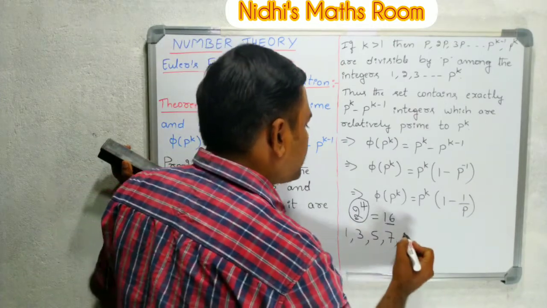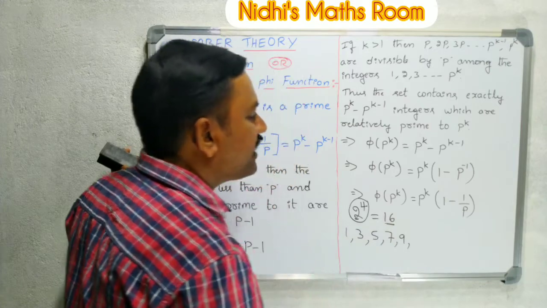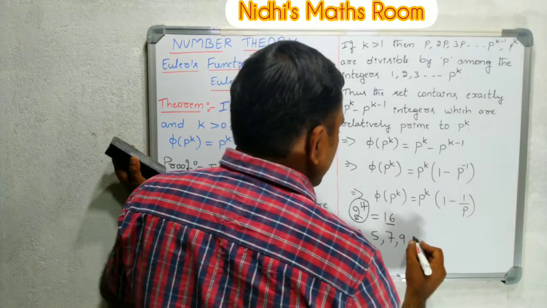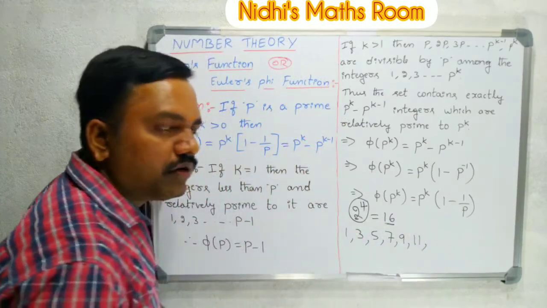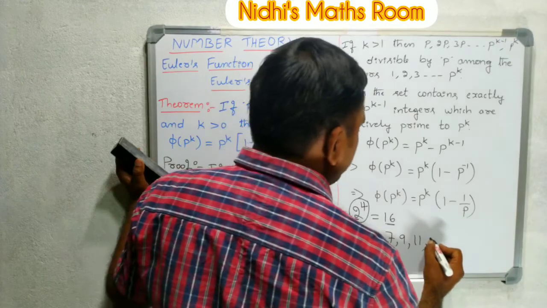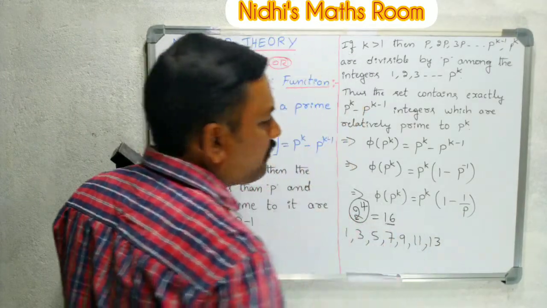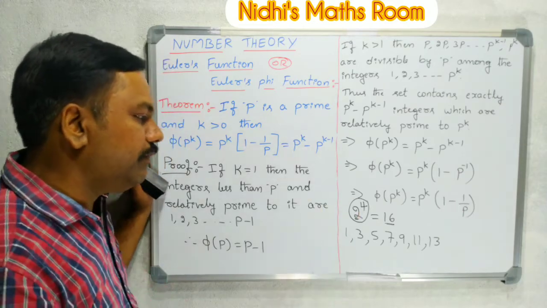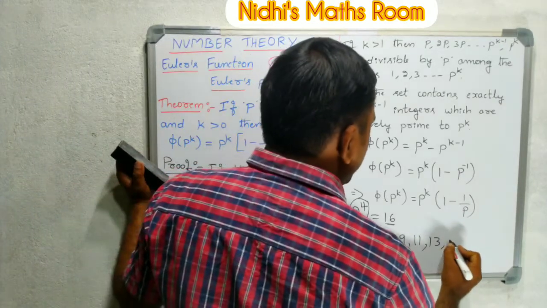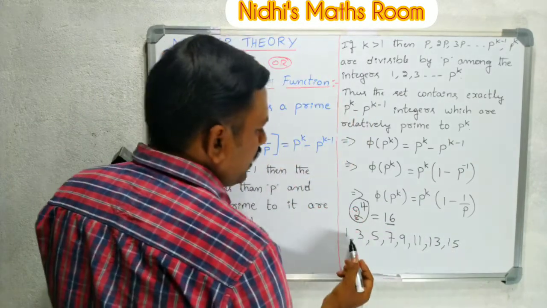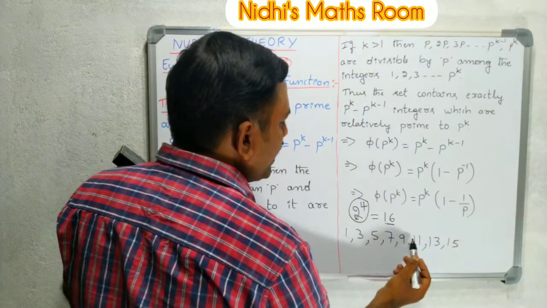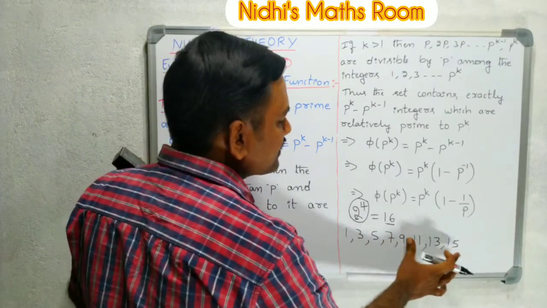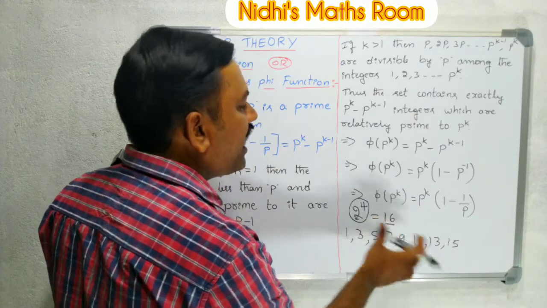Next, 9 is relatively prime with 16, no doubt. 10 and 16 are commonly divided by 2, so they are not relatively prime with each other. 11 is relatively prime with 16, no doubt. And 13 is relatively prime with 16. 12 is not relatively prime with 16 because 12 and 16 are commonly divided by 2. So next, 15 is relatively prime with 16. Observe here, 1, 2, 3, 4, 5, 6, 7, 8, 8 integers are relatively prime with 16 and less than 16.